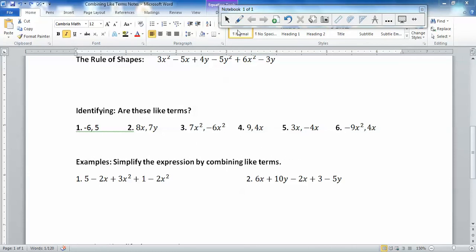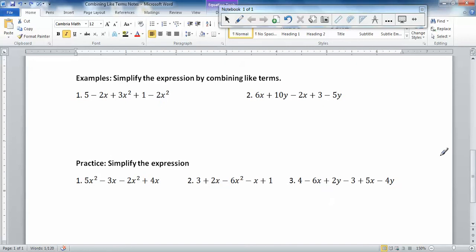Okay, so for example, I want to move on and do some practice. Okay, so in this first problem up here, starting with 5, I want to check and see if there are any other numbers in this problem without variables. This one doesn't have variables, so any like terms would be without a variable. I'm going to go ahead and circle it, put a circle around it. Okay, and remember, keep the signs. So there is one other one without variables, it's the positive 1.